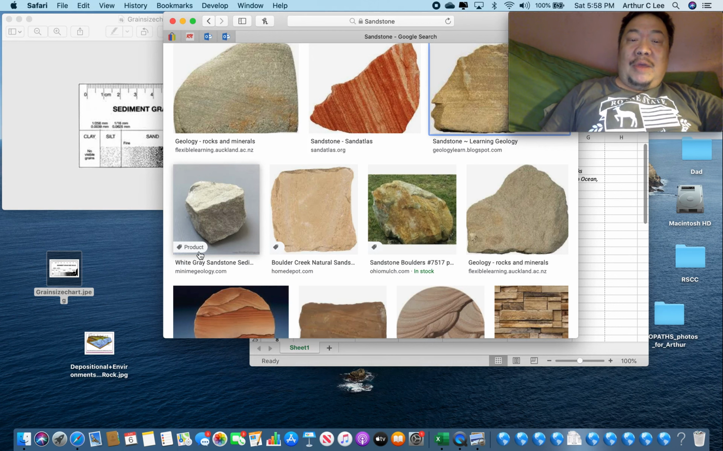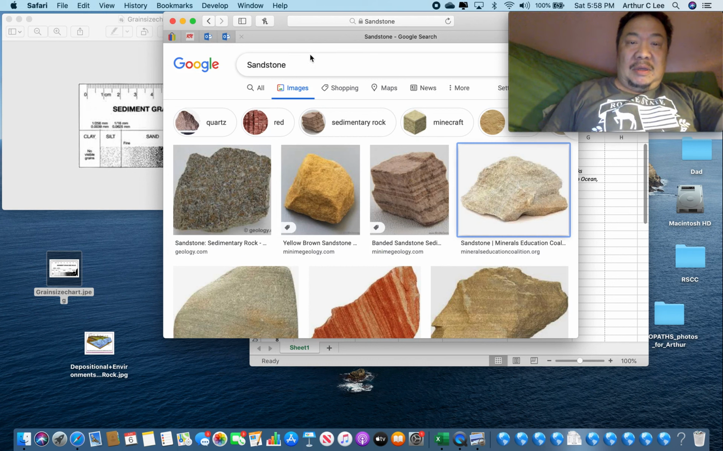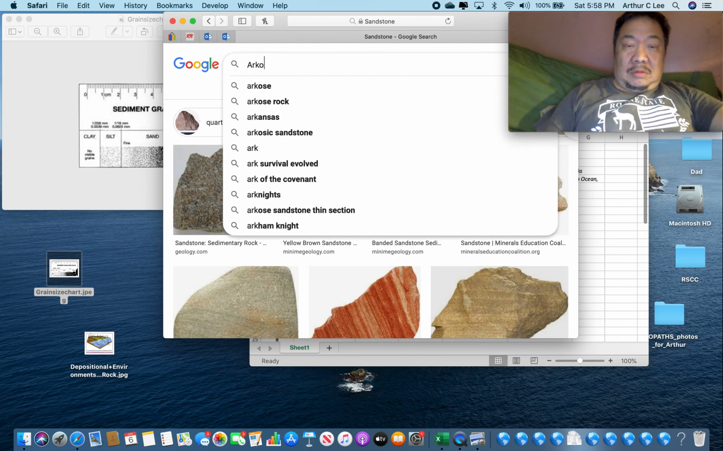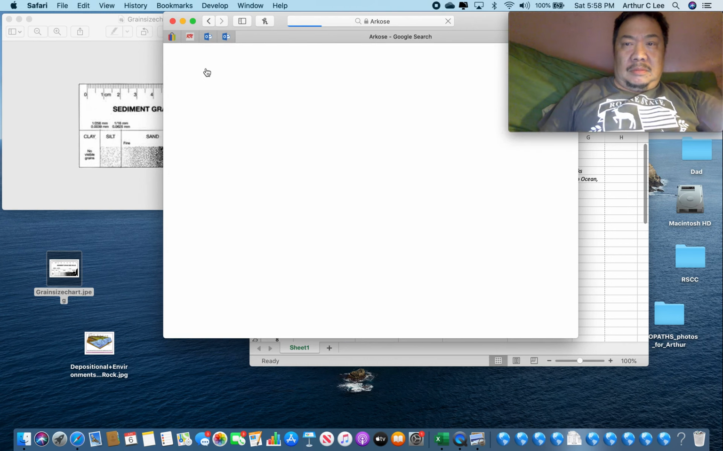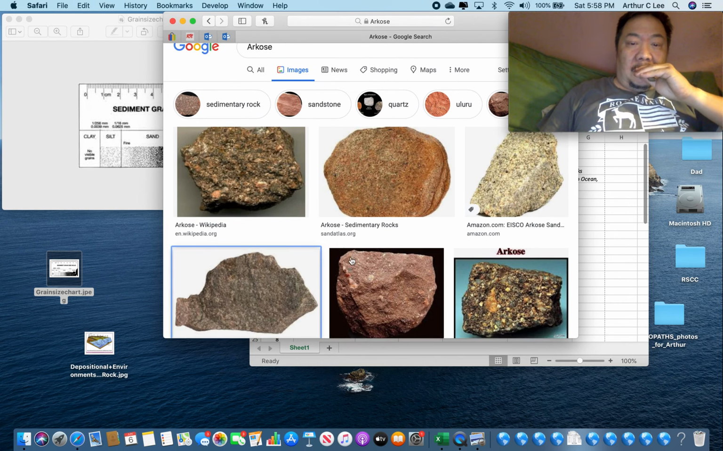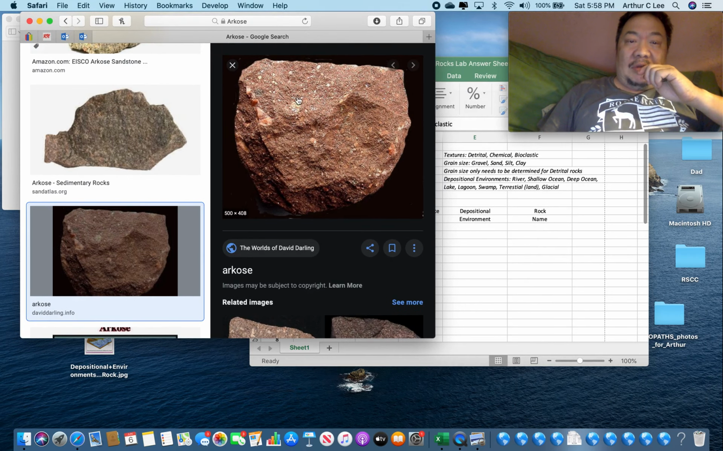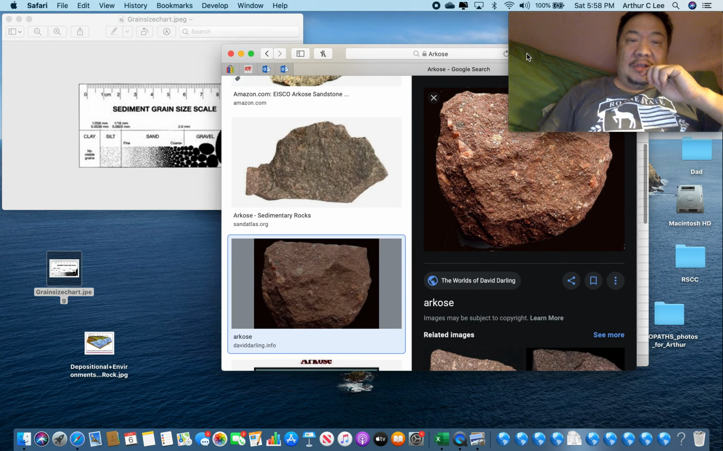Now, a red sandstone, a dark red sandstone, has a special name, and that's called arkose. This is what arkose looks like. It's a red sandstone. It might have a few pebbles in it, but it's almost all sand. It's a red sandstone. That's called arkose.